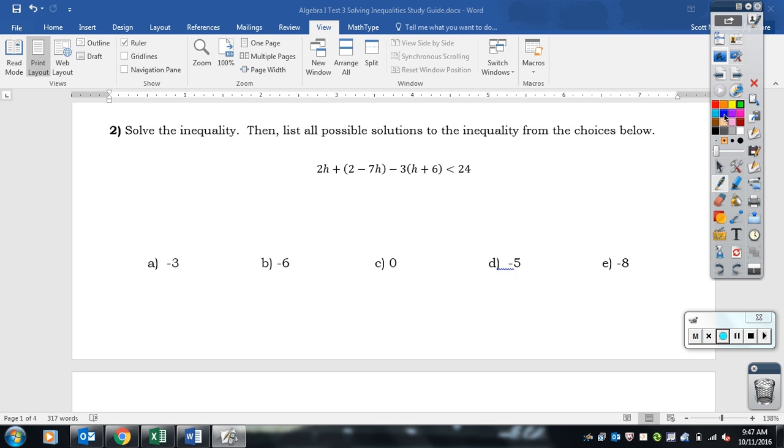Question 2 is interesting. It says to solve, then list which of these are a solution. Now, of course, what you could do is plug in -3 into all of these spots and see if that works. Then plug in -6 and plug in 0. You could do all of that. If you're at a loss for what to do, you can plug in each one of those and see if it's true or not. Or you could just solve it, and it's a multi-step equation. You can just solve it and then figure out where the solutions actually lie.